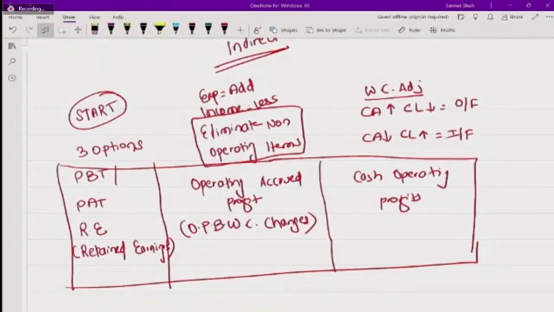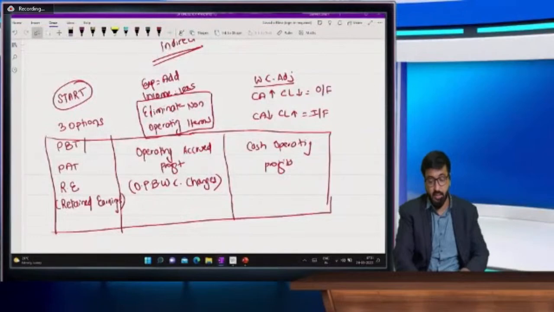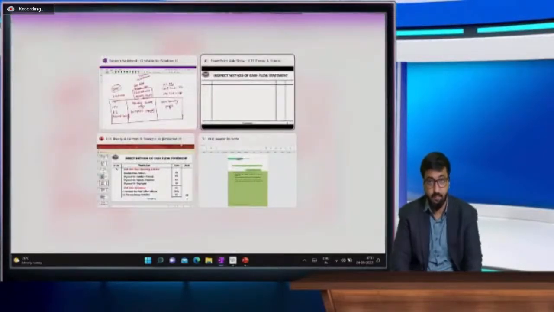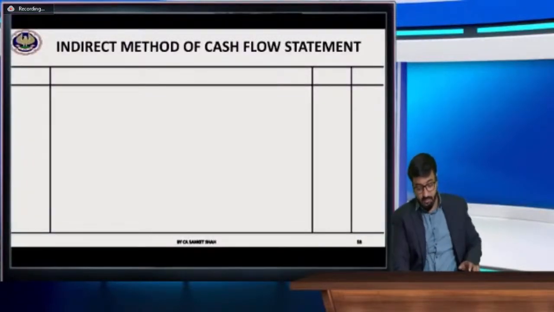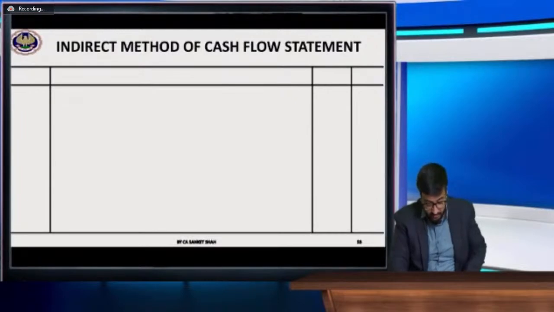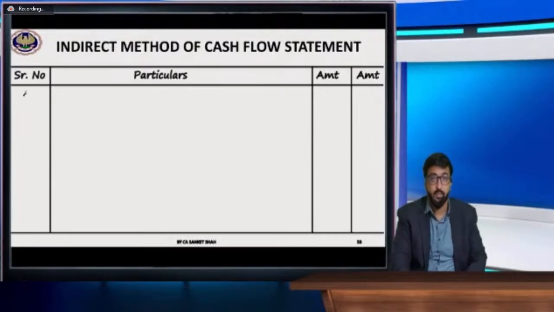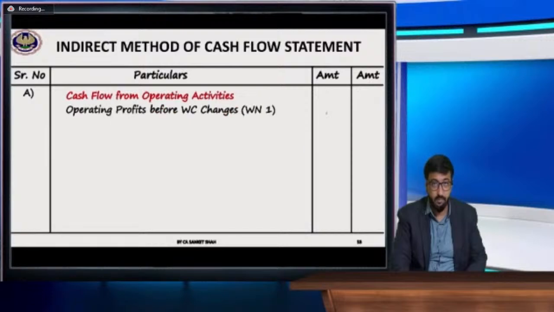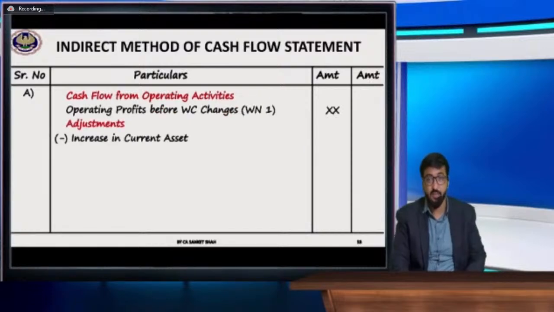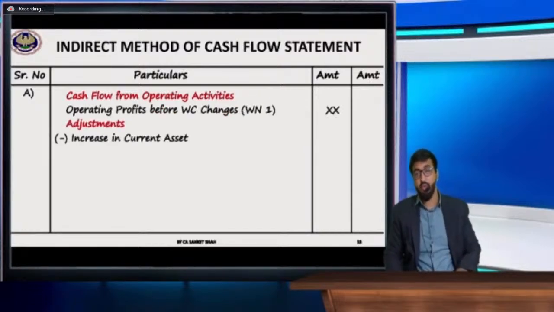Okay. So, friends, now we are going to see some items of elimination. Let's see which items go into elimination. Which items are getting eliminated? Let's see. Number one, adjustments. Okay, so working note one, that I'm going to tell you which items are going to be eliminated.